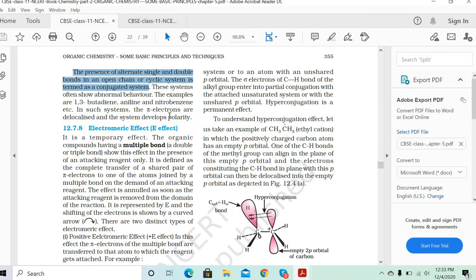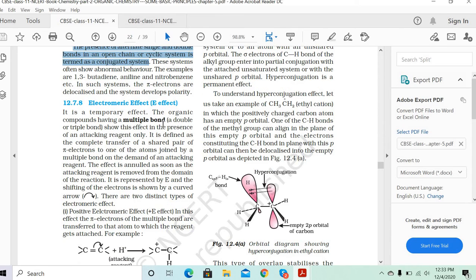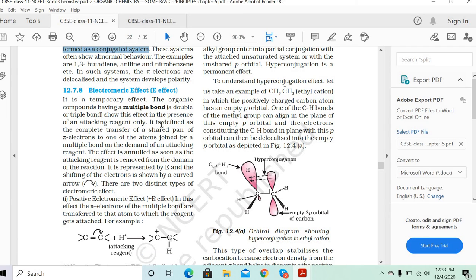The system often shows abnormal behavior. The examples are 1,3-butadiene, aniline, nitrobenzene, etc. In such a system, pi electrons are delocalized and the system develops a polarity. Because in a conjugated system, since there are alternate single and double bonds, there is a possibility of delocalization of the pi electrons. When we talk about pi electrons, we are talking about the double bonds. Anyway, the single bond is a sigma bond. Got it?